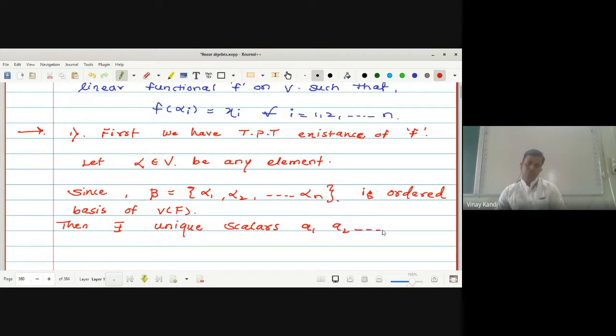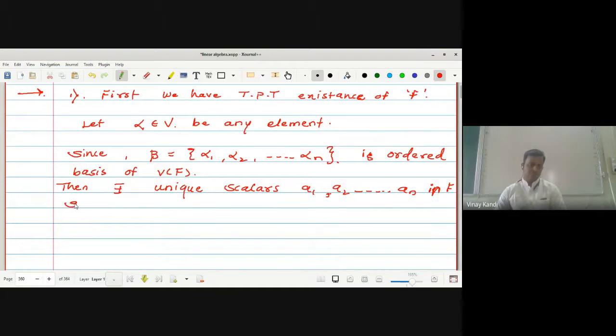So there exist unique scalars a1, a2, up to an in F, capital F, the field F, such that we can write alpha is equal to a1 alpha 1 plus a2 alpha 2 plus a3 alpha 3 plus up to an alpha n. Why? Because beta is the basis of V over F. So any element we can write uniquely. This word is important, uniquely. So alpha is equal to a1 alpha 1 plus a2 alpha 2 up to an alpha n.